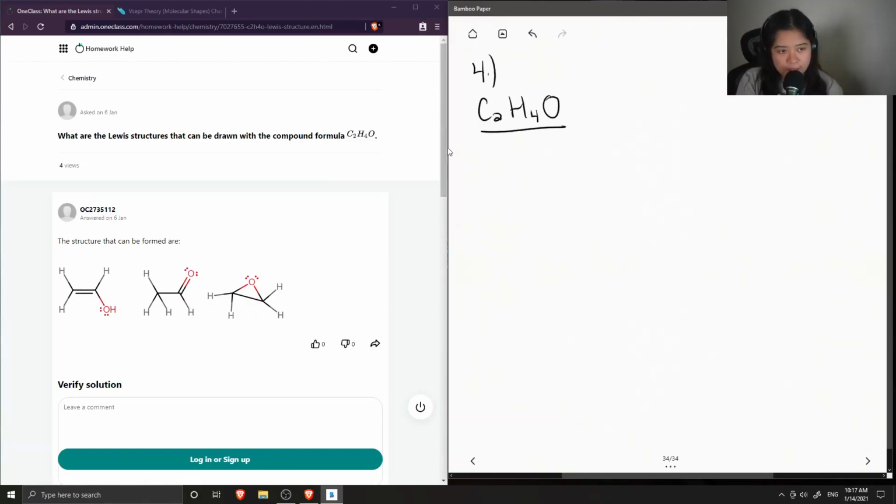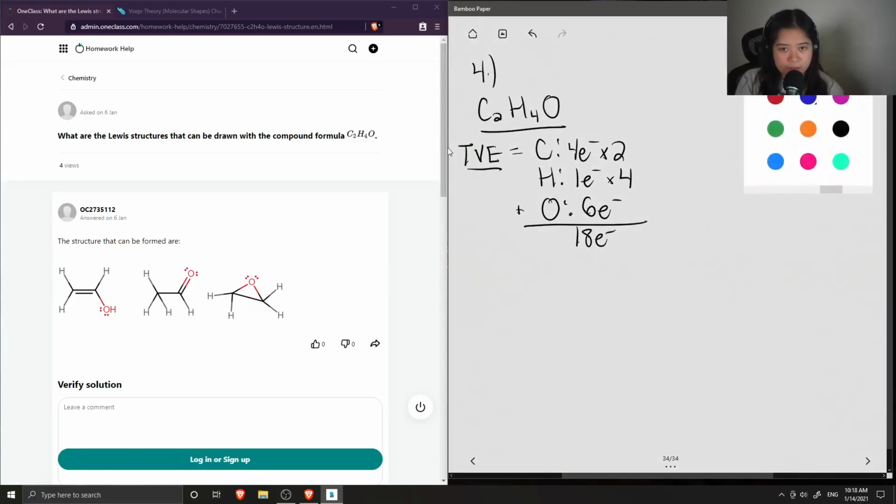So first let's count out how many valence electrons we should have in this molecule. So for the total number of valence electrons, carbon contains 4, and there's 2 carbon atoms, so let's multiply them by 2. Hydrogen has 1, and this will be multiplied by 4. And oxygen just contains 6. So this gives us a total of 18 valence electrons.